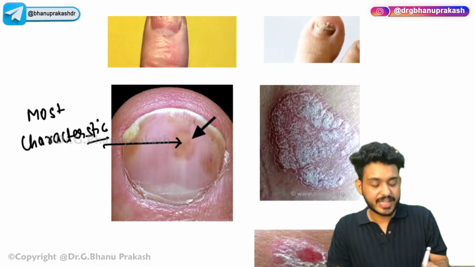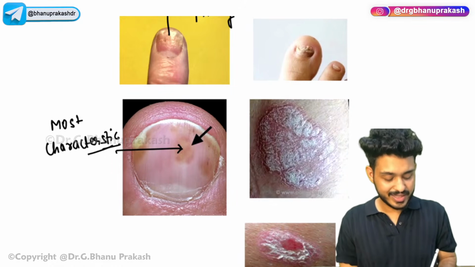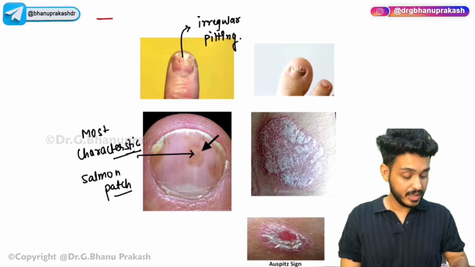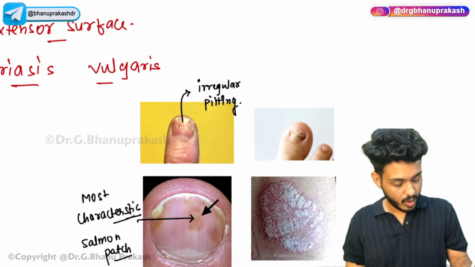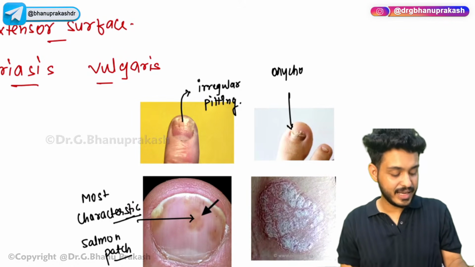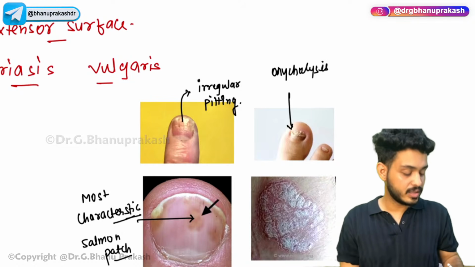One question is expected from this particular slide. This is the most characteristic feature, that is known as Salmon patch. Last year's exam they have given this question with the image, that is your Salmon patch. Okay, this is your onycholysis. Onycholysis, the meaning is simple. Onycho means nail, lysis means there will be breaking down of nails.